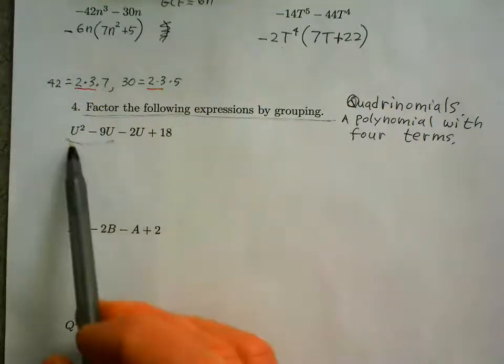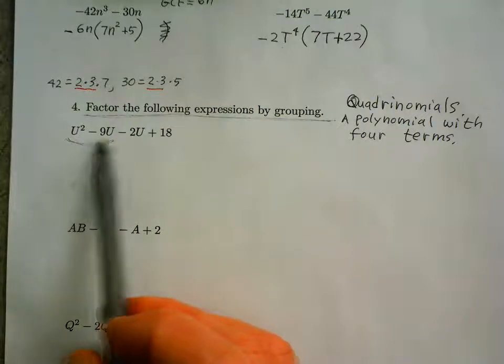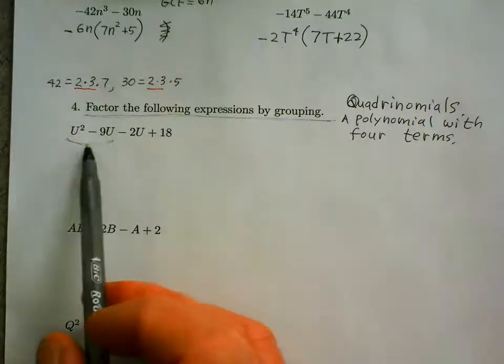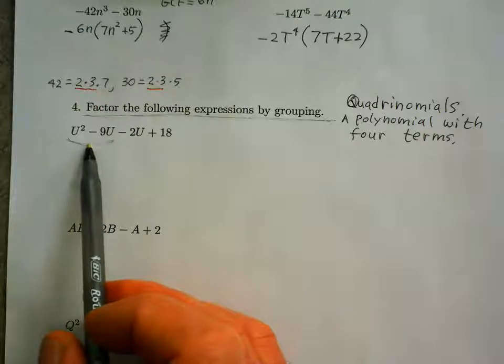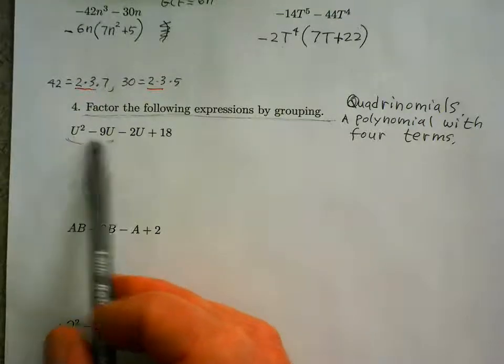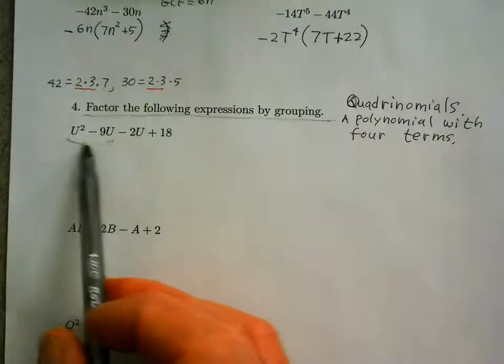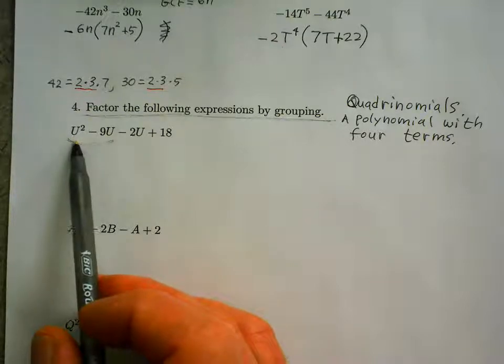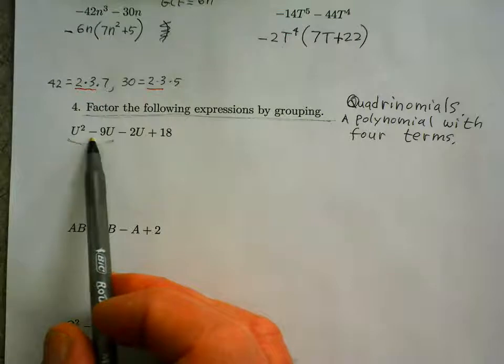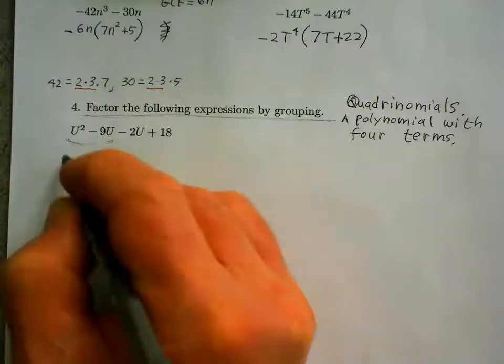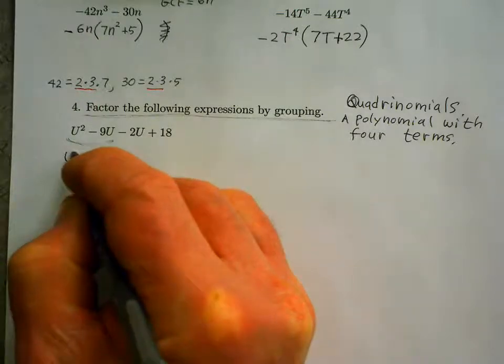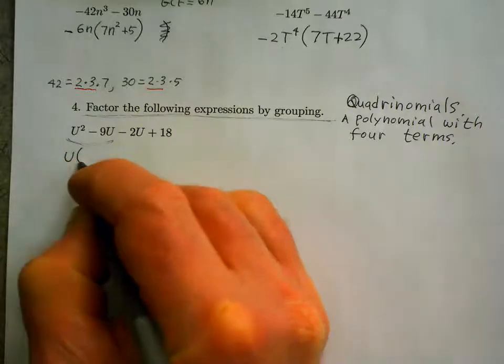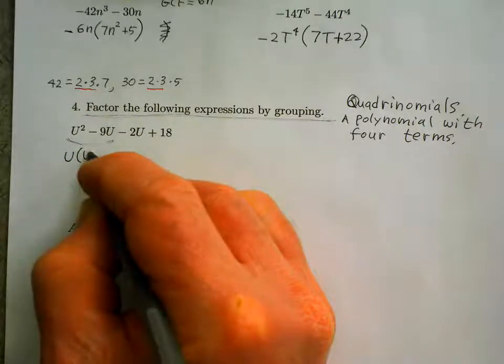So we're focused on u to the second minus 9u, and we're going to factor that by factoring out the greatest common factor of just the first 2 terms. The greatest common factor of u to the second and minus 9u is u. So we factor u out, and we get u times the quantity u minus 9.